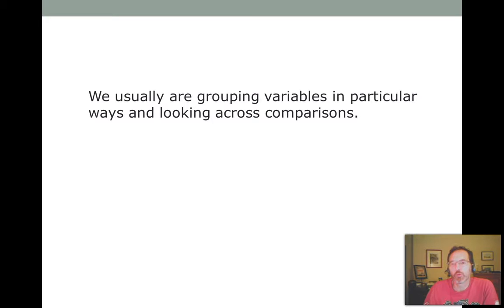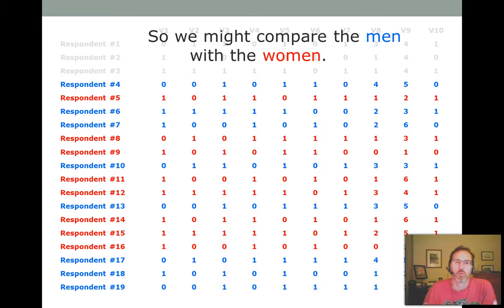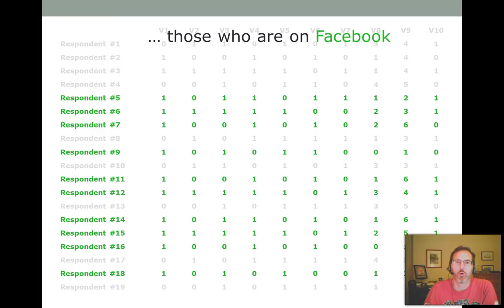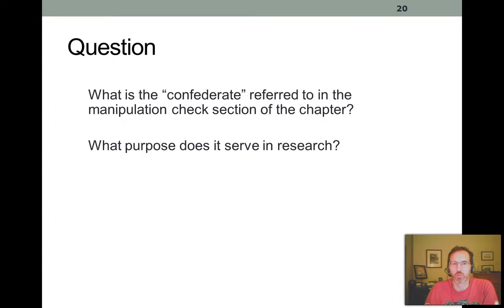We usually then are grouping variables in particular ways and looking across comparisons. This is data analysis. So this is another way to look at how we analyze data. We might compare the men here in blue to the women in red. So here we're using gender as our independent variable, looking across any of these variables of interest. Or we'll look at those people on Facebook in green to those people who are not on Facebook in purple. Again, our independent variable is whether or not they are on Facebook, and our dependent variable is whatever question we want to answer.